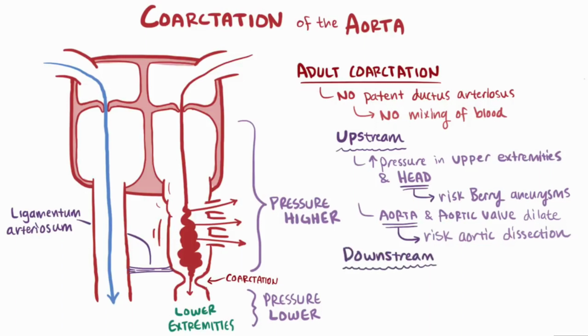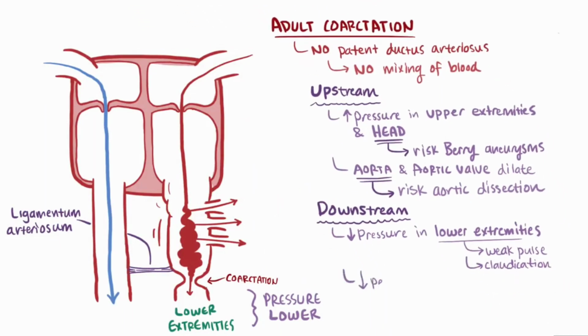Now for downstream issues. Since blood flow downstream from the constriction is decreased, there'll be decreased blood pressure in the lower extremities and the patients will have a weak pulse in those lower extremities. Since blood pressure is lower, patients sometimes experience claudication in their legs, which is pain and cramping due to reduced perfusion. Also, when less blood is perfusing to the kidneys, they respond by activating the renin-angiotensin-aldosterone system, which results in water retention and ultimately increases blood pressure and causes hypertension.